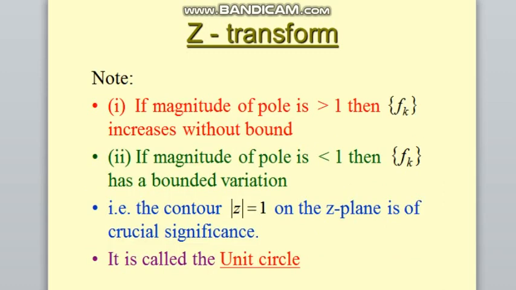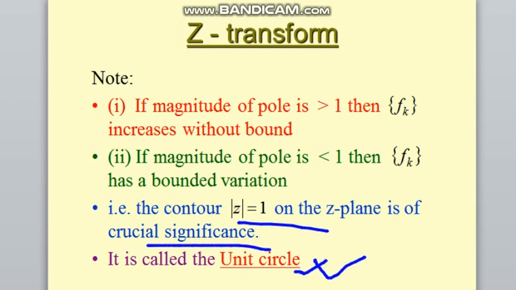Now there is a note on some of these things: if the magnitude of the pole is greater than 1, that means the value of k, then f(k) increases without bound, and if the magnitude of the pole is less than 1, then f(k) has a bounded variation. The contour, that means the absolute value of z equal to 1, on the z plane is of crucial significance. It is called the unit circle.